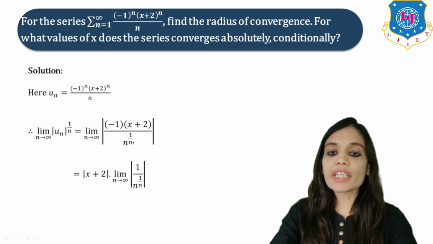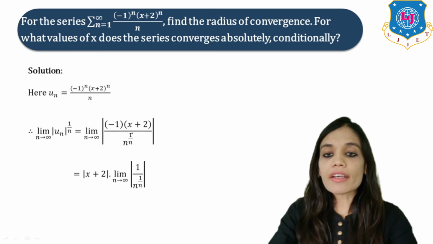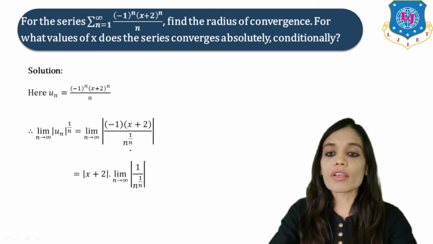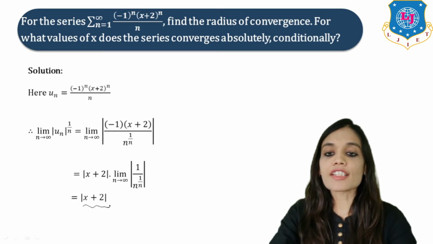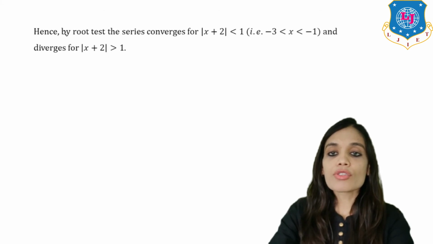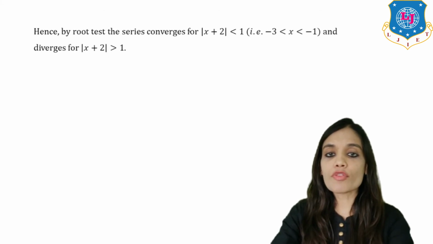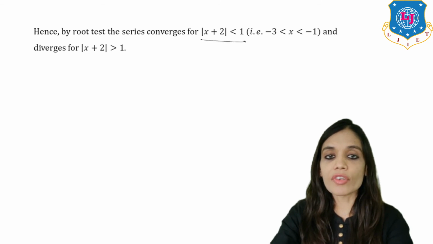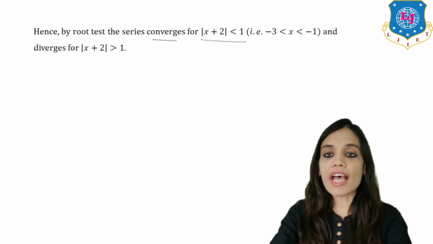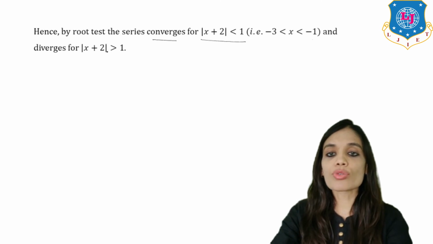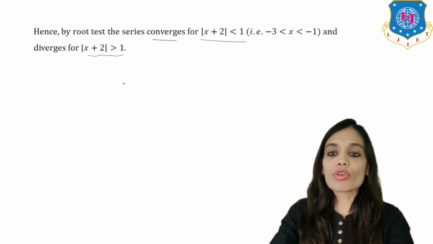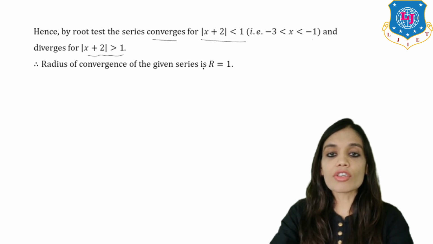Now we know as limit n tends to infinity, n raised to 1 upon n will go to 1. So finally what will remain? Mod x plus 2, right? Now let us apply the conditions of root test. So by root test, the series converges for mod x plus 2 less than 1. That is, whenever x lies between minus 3 and minus 1, the series converges, and the series diverges for mod x plus 2 greater than 1, right? So from this we can say that our radius of convergence R is equal to 1.